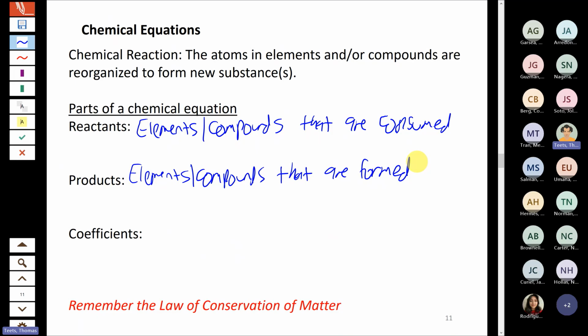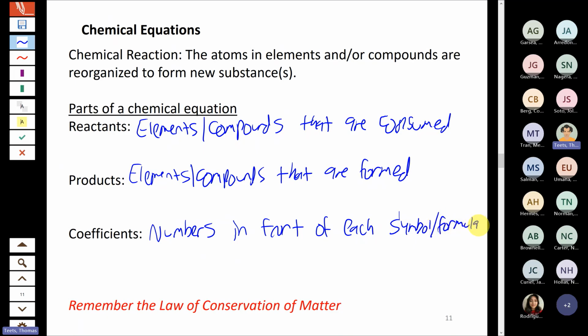And then coefficients are going to be not the numbers in the formulas of each, but they're going to be the numbers that are in front of each reactant or product that tells us the relative numbers of moles of each that are involved in the reaction. So each chemical symbol or formula that's in the chemical equation is going to have a number in front of it. If there's no number, it's implied to be 1. But that's going to tell you the number of atoms or molecules or moles of each substance that is going to be reacting in that situation.